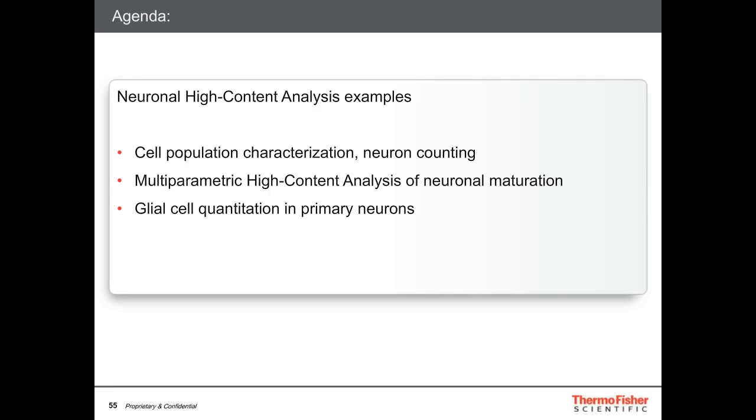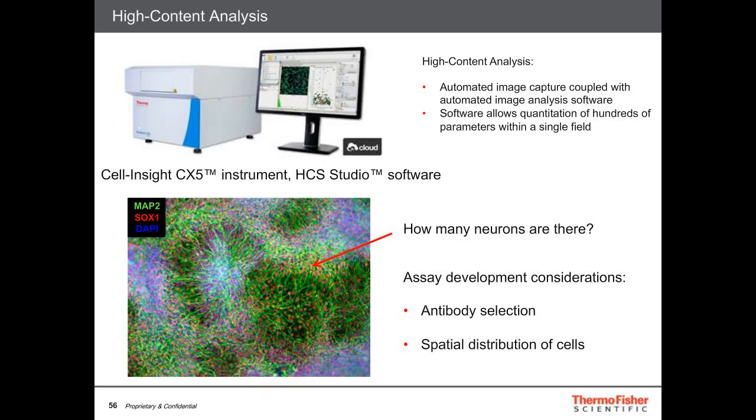So just an overview of the examples I will go over. There's cell population characterization, I guess more specifically neuron counting, and then multi-parametric high content analysis of neuronal maturation, and then finally glial cell quantitation in primary neurons.